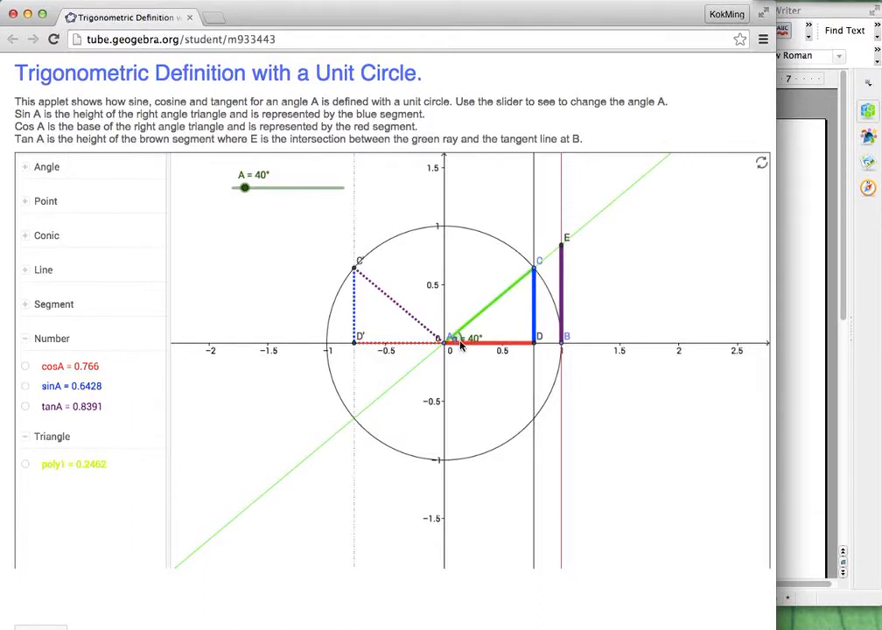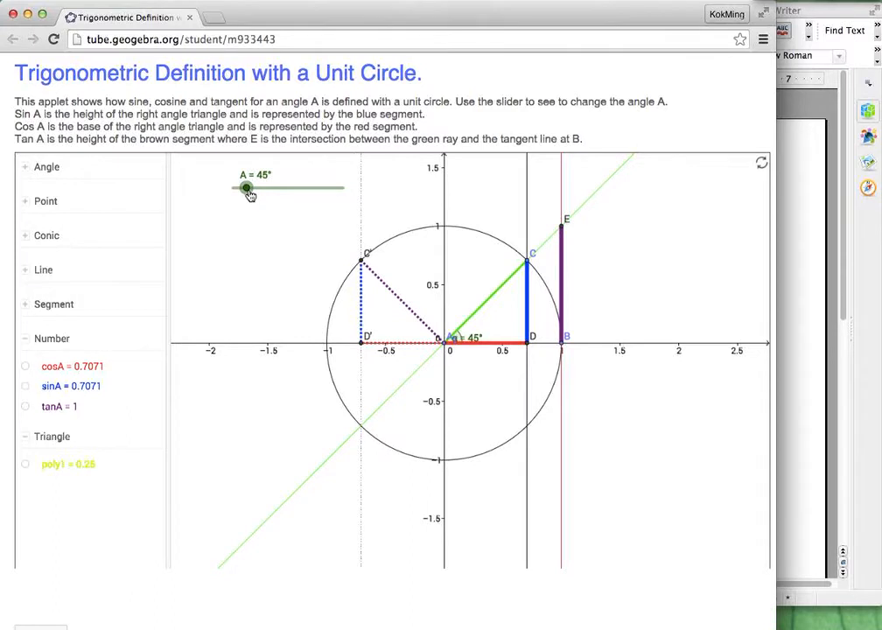So 40 degrees, for example. A here controls the angle. If here is 40 degrees, then the height of this is about 0.6. In fact, the correct answer is 0.6428. So that measures the height. So this becomes sine theta.